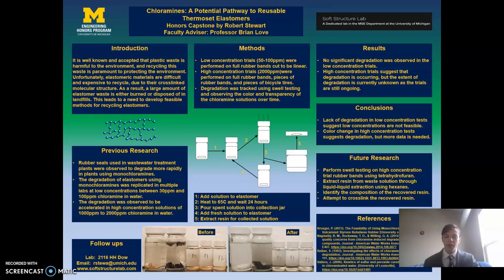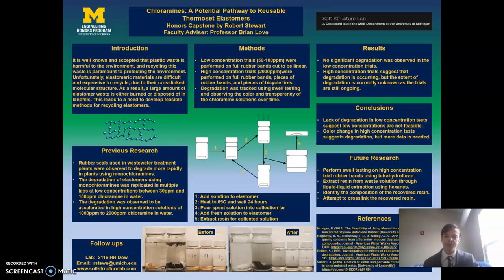As I still have this trial ongoing, my future research will involve finishing these trials and performing the characterization of, one, the cross-link density using this swell testing that I mentioned, as well as attempting liquid-liquid extraction on the collection solution, where I can extract any kinds of resins and particulates out of the water into an organic solvent such as hexanes, which are much more easily vaporized off. This would then allow me to identify the composition of the recovered resin after I have removed all the hexanes, and I could attempt to recross-link what I recovered to see if I can form it back into a usable product of elastomer.